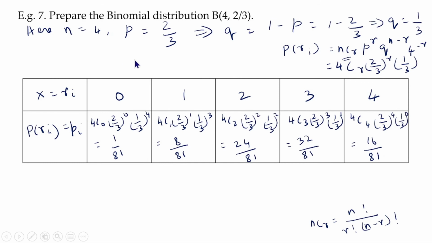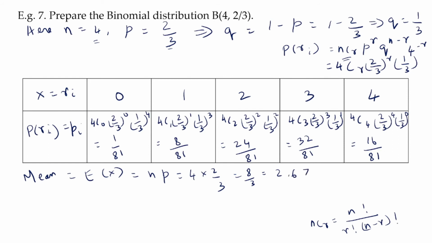If we want to find the mean and variance of this distribution, we can do it very easily. Mean is nothing but the expectation of x, and we just now saw for binomial distribution the mean or expectation of x is given by np. Here n is 4 and p is 2 by 3. So it is 4 into 2 by 3, which is 8 by 3, or it is equal to 2.67. So this is the mean of this distribution.